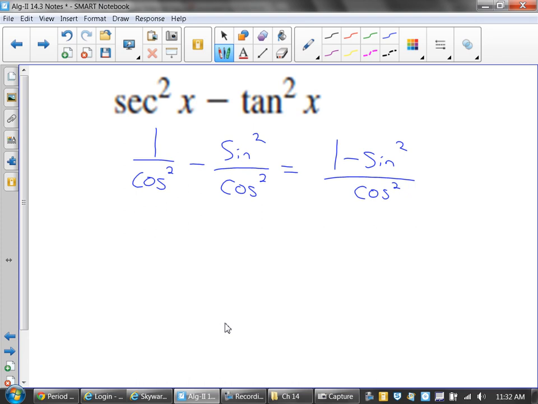Take a look at what happens here. These are common denominators, right? If it was 2/3 minus 1/3, you'd get 1/3. Now I have 1 over cosine squared minus sine squared over cosine squared. So I get 1 minus sine squared. What's 1 minus sine squared equal to? Cosine squared. So Jake, your dumb luck of the answer being 1 was right, but you can't just guess, you have to show how you got there.